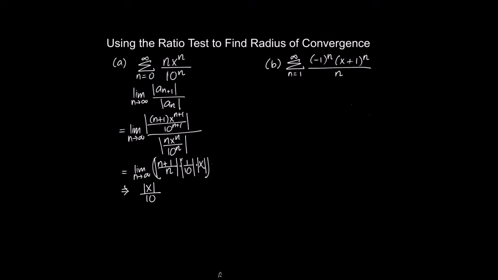And in order for this series to converge, this limit needs to be less than 1. And so what we're solving for right now is x. So we have absolute value of x is less than 10. And so that's the radius of convergence.